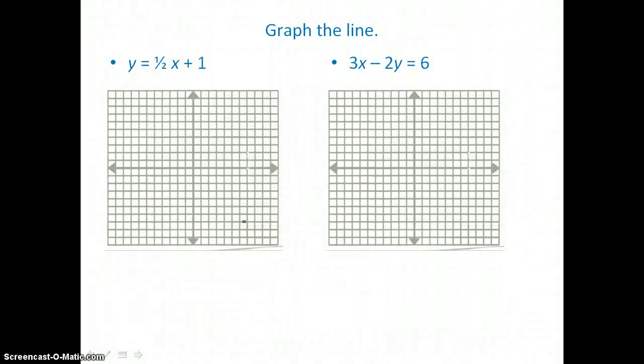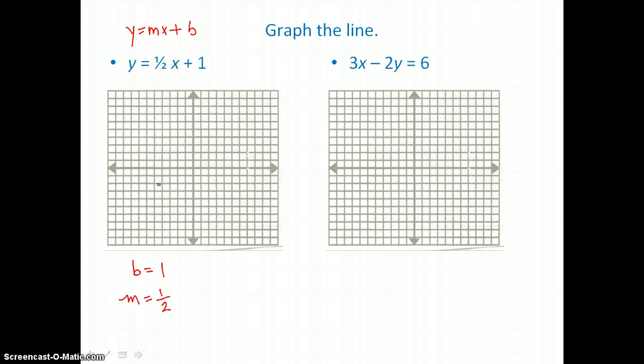In this first example, we're going to graph y equals 1/2 x plus 1. Because that equation is in the form y equals mx plus b, we can use that quick method to graph the line. All we have to do is pick out the y-intercept, and the y-intercept in this equation is 1, and pick out the slope, rise over run. That slope is 1/2. The slope is multiplied to x.